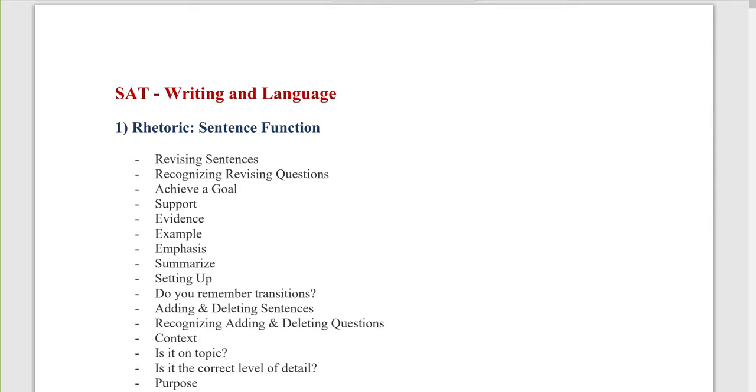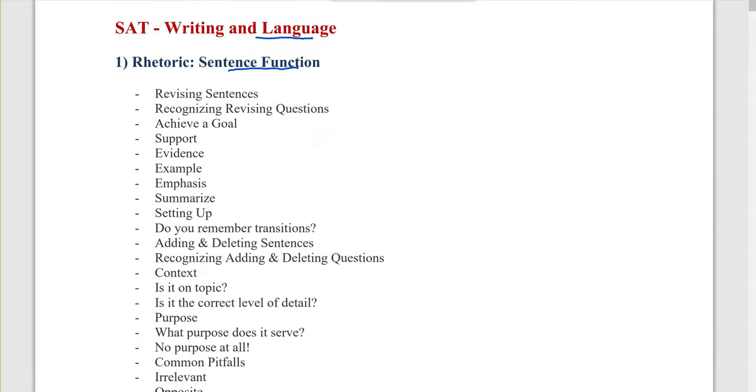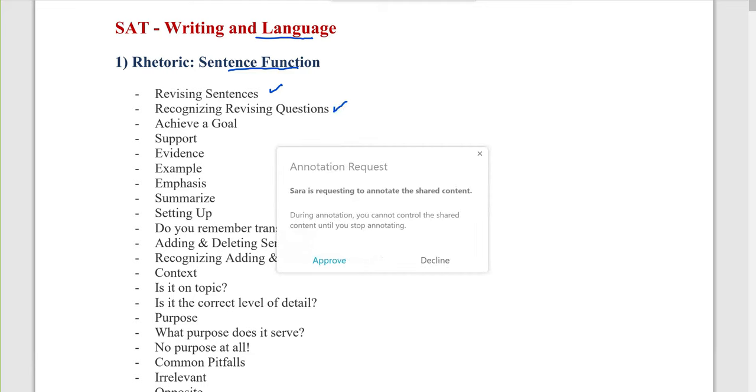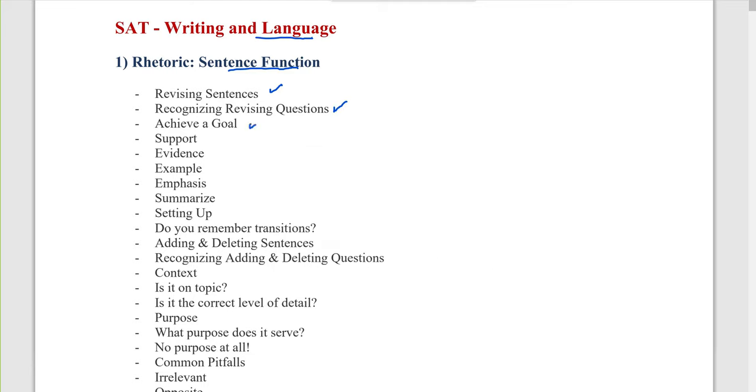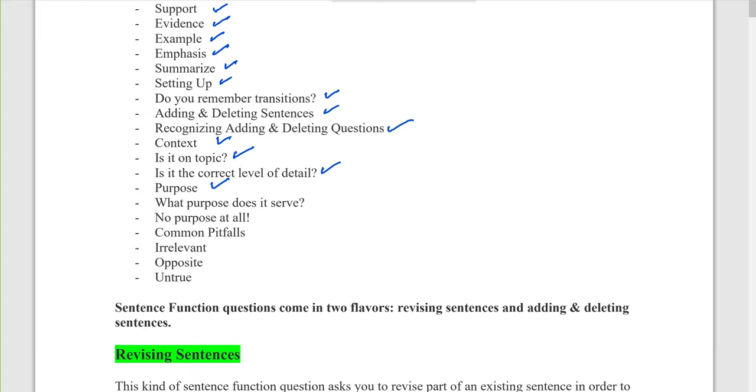Here, SAT writing and language, rhetoric, sentence function. We are going to cover today these points in the sentence function. Revising sentences, recognizing revising questions: achieve a goal, support, evidence, example, emphasis, summarize, setting up. Do you remember transition? Adding, deleting sentences, recognizing adding, deleting sentences: context, is it on topic or off topic? Is it a correct level of detail, purpose? What else? What purpose does it serve? No purpose at all, common pitfalls, common difficulties: irrelevant, opposite, untrue.